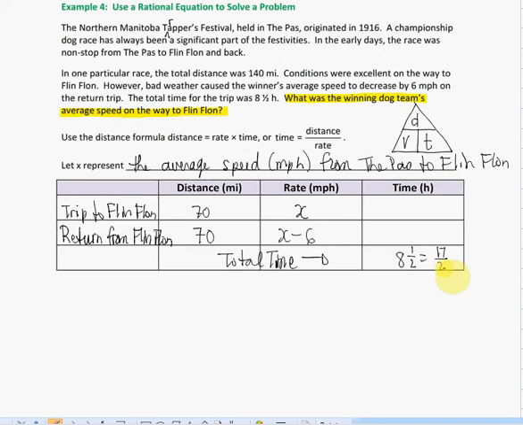Okay, all right, but if you take a look at our chart here, if we want to figure out what time is, because that goes in our last column, time is the distance over the velocity. So we're going to write for the trip to Flin Flon the time being 70 over x, and the return trip from Flin Flon as being 70 over x minus 6.